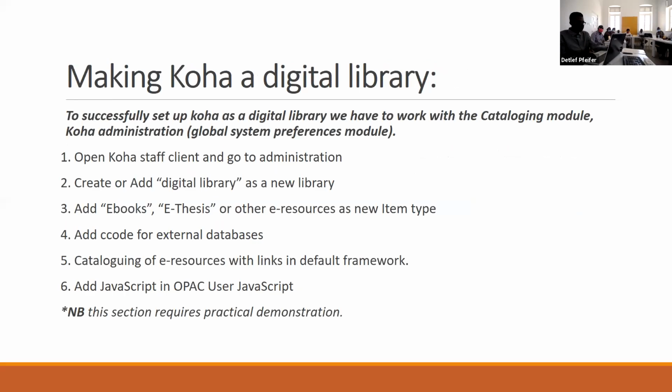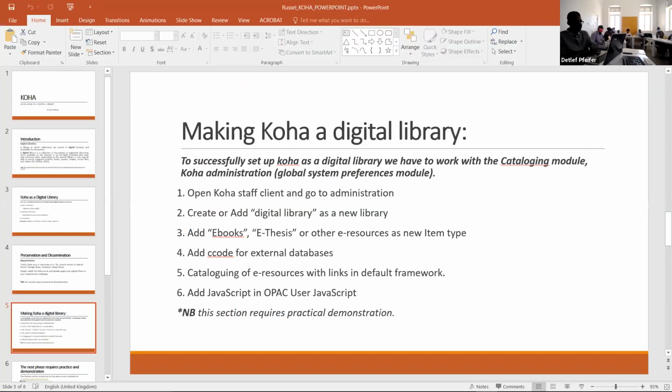So, I think it's better if I show you these steps rather than explaining, because it won't make sense. Firstly, you have to open Koha staff client and go to administration. In our case, if you want to follow the tutorial, you can check your email. I've sent a link to the Koha demo version that I'm going to be using for this demonstration. I just sent it now to your emails, to everybody that was CC'd.